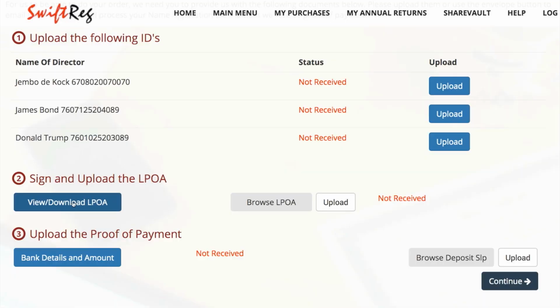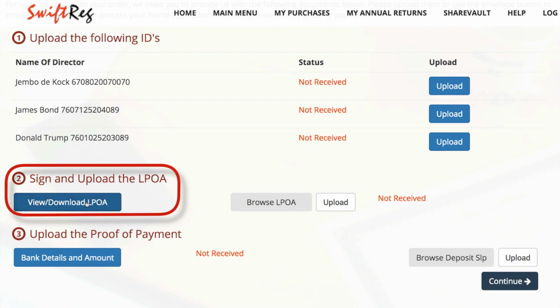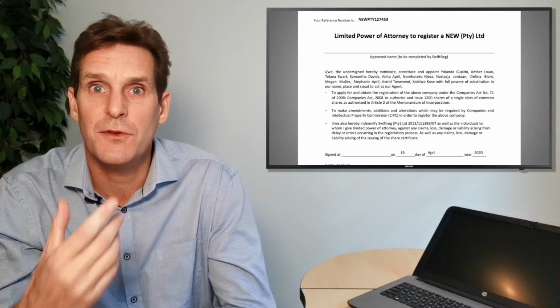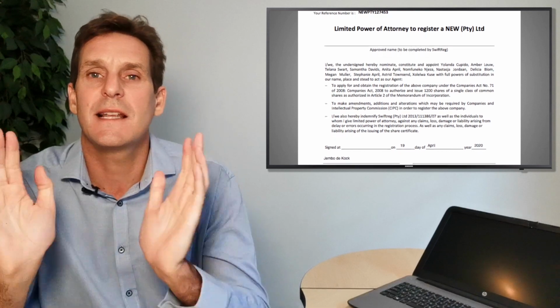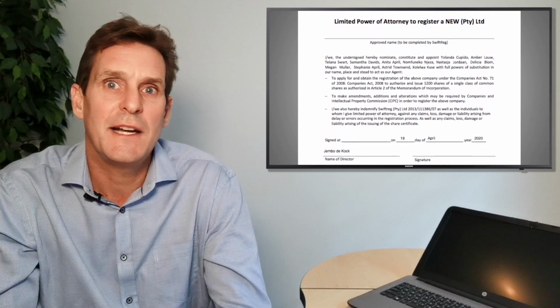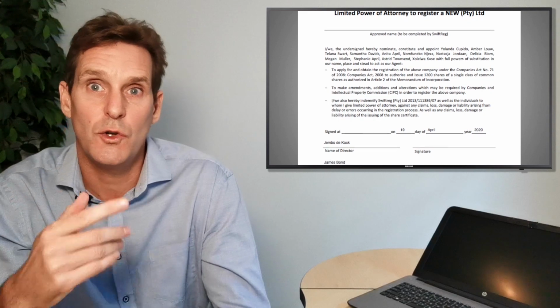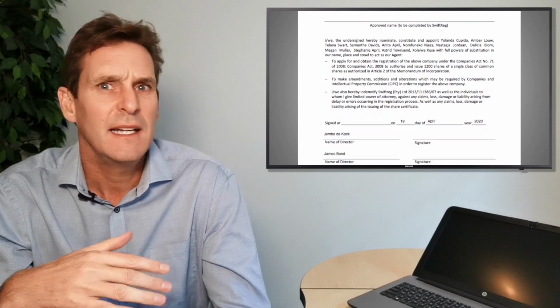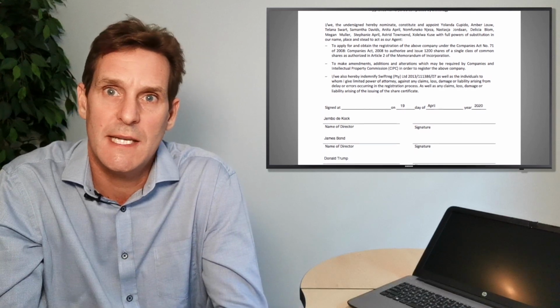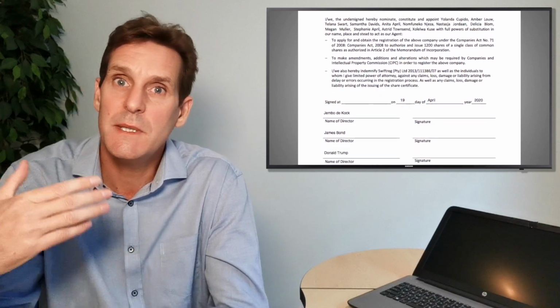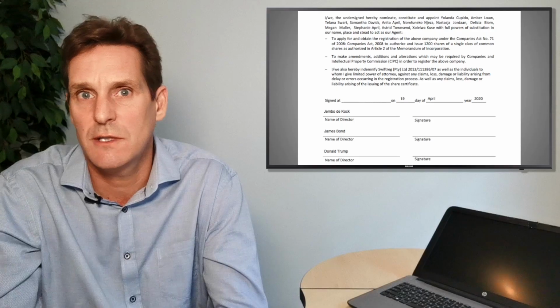The next is the Limited Power of Attorney, or LPOA, which gives SwiftReg the authority to register the company on your behalf. Please be aware that this is a limited power of attorney and is restricted to act only on your behalf to register your company. It does not give us any other powers, but without it we can't lodge the company with CIPC for you. It needs to be signed by all the directors and shareholders.